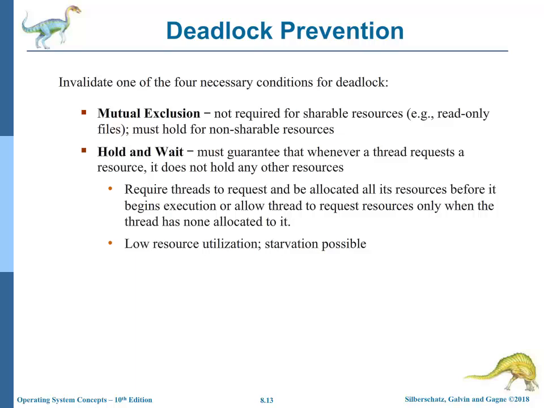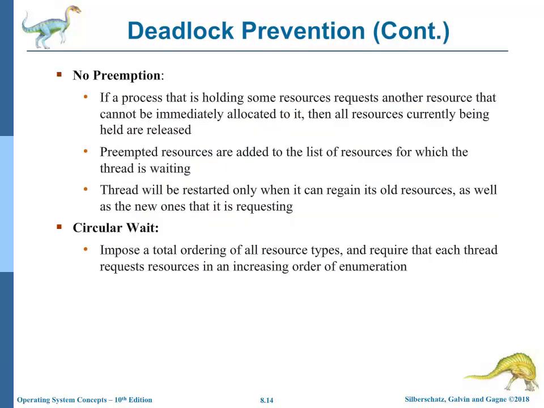Hold and wait. In this condition, processes must be stopped from holding single or multiple resources while simultaneously waiting for one or more others. To prevent no preemption, if a process which is holding some resources requests another resource that cannot be immediately allocated to it, in that situation, all resources will be released.